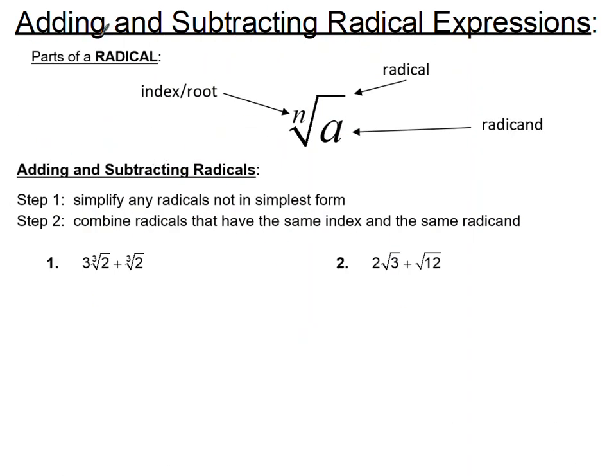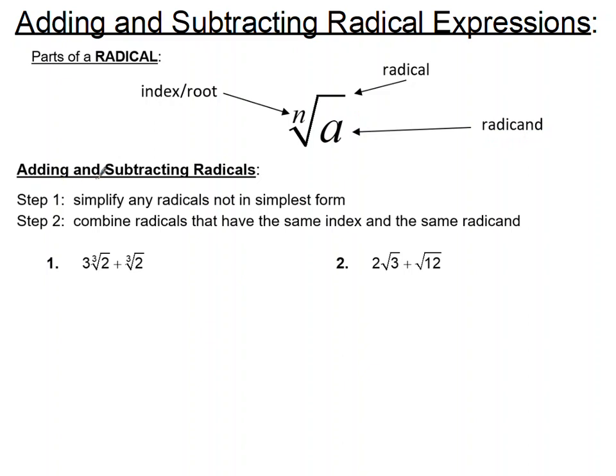So today we are adding and subtracting radical expressions, but before we do that, let's remind ourselves about the parts of a radical. Our radicals have this symbol right here called our radical or our radical sign. There's a little number tucked up in here, and that is called our index or our root. If you don't see a little number here, it's implied that it's a 2 for a square root. Then we have a number or a variable or both underneath the radical sign, and that is called our radicand. Those are our important vocab words.